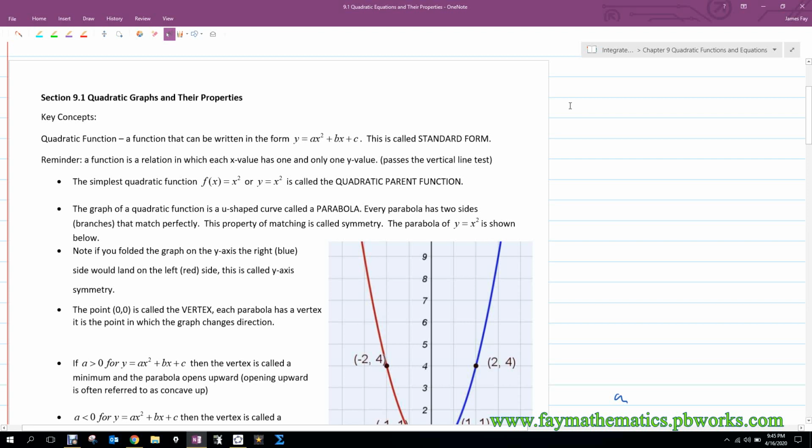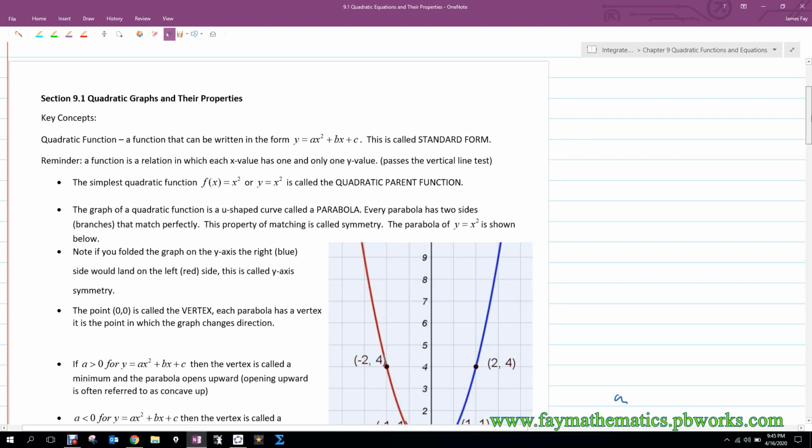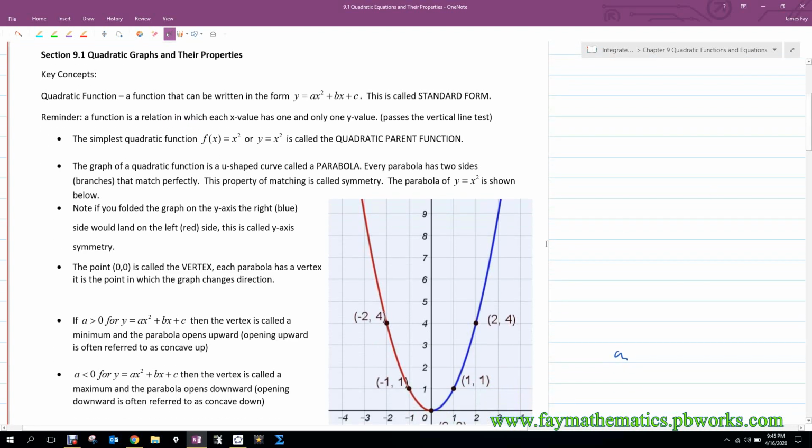All right, so we're starting section 9.1 here, quadratic graphs and their properties. We're going to go back to graphing functions. These are just going to be of this shape. Instead of being linear, these are often referred to as non-linear. We've talked about some that were non-linear already, like exponentials. This is another type of non-linear function. It's called a quadratic function.